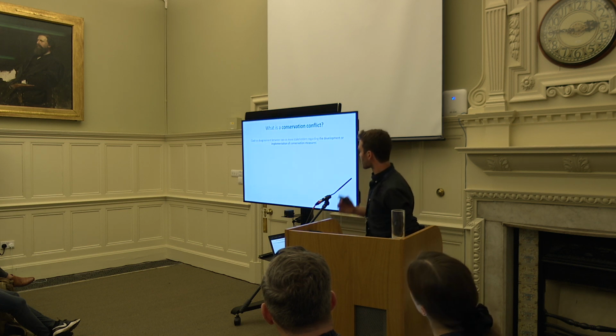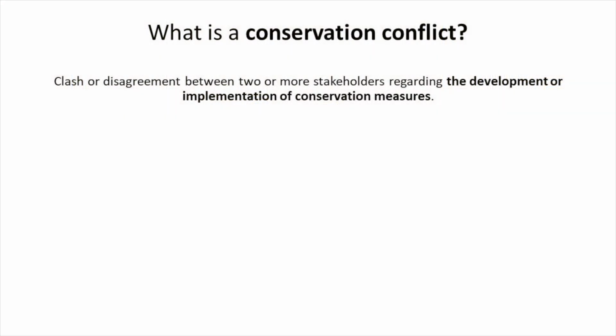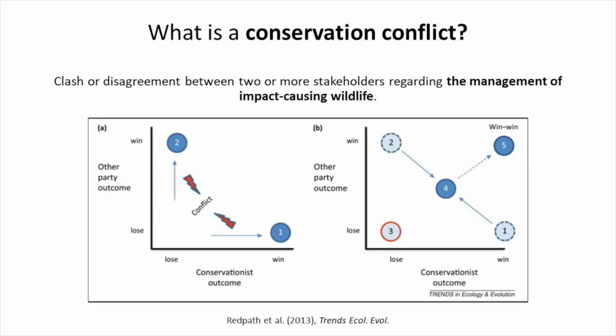So it's good to start with a definition. What I mean by conservation conflict, broadly speaking, is a clash or disagreement between two or more stakeholders regarding the development or implementation of conservation measures. We can narrow that down in the case of human-wildlife conflict to a clash or disagreement regarding the management of impact-causing wildlife. And I'm also inspired by Steve here: if we consider two parties, one conservationist party and another party that has different interests, if each party tries to win, then there will be a conflict. And in order to solve that conflict, we need to try and find a middle ground, compromise, dialogue, in order to potentially grow towards a win-win situation.